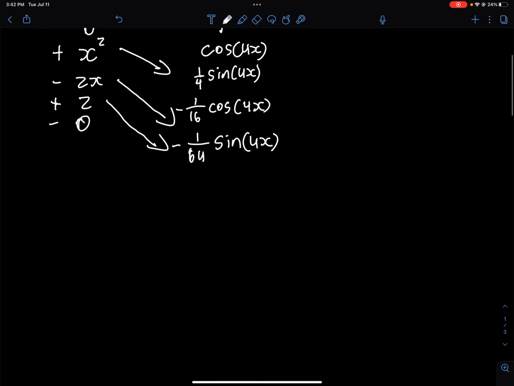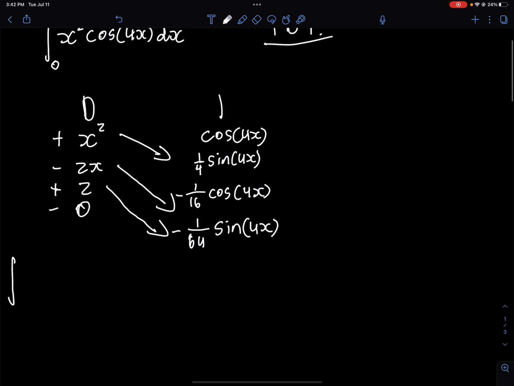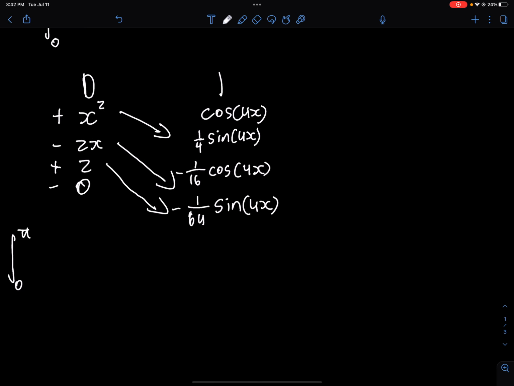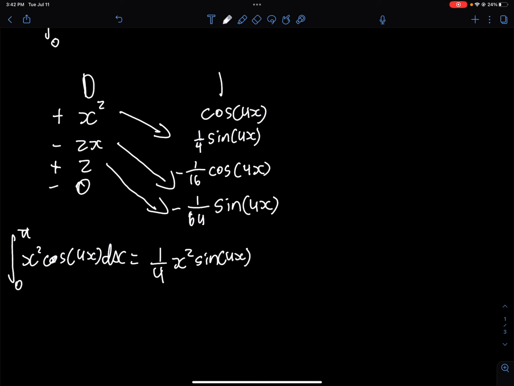So all we now need to do is see that the integral from 0 to pi of x squared cosine of 4x dx is, now this is 1/4 of x squared sine of 4x. Here we have a minus, but then this is also a minus, so therefore it becomes a plus. And what we notice is that for the constant multiples, we have a 2 multiplied by 1/16, which is 1/8. So we have plus 1/8 x cosine of 4x. And here we have finally plus 2 multiplied by negative 1/64.